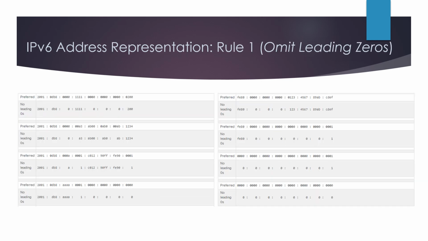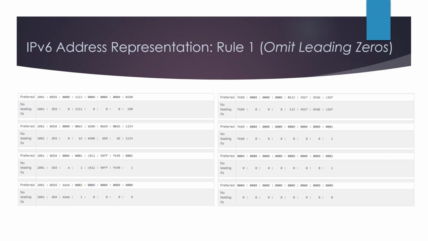The first rule to help reduce the notation of IPv6 addresses is to omit any leading zeros in any hextet. There are examples listed here of how to omit leading zeros, and you have to know that this rule only applies to leading zeros, not to trailing zeros, because otherwise the address would be ambiguous, which means that we have to omit the zeros that do not have any value in the hextet.